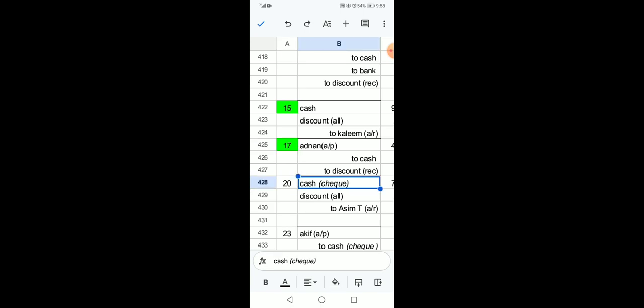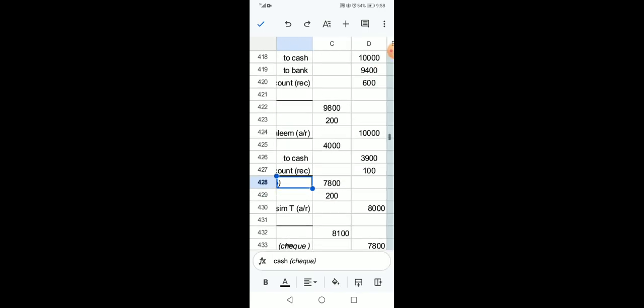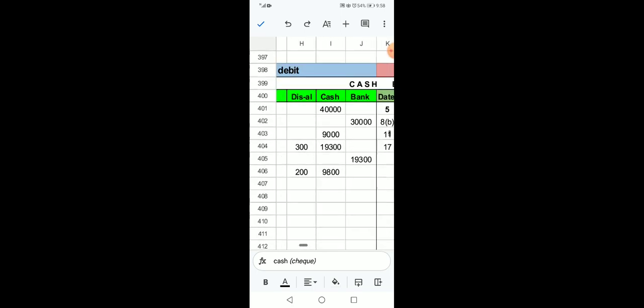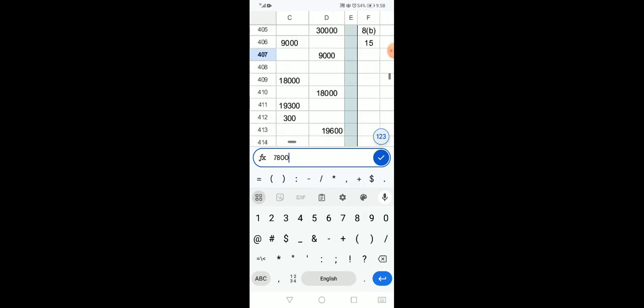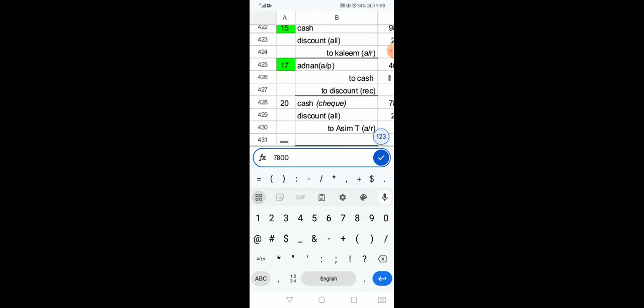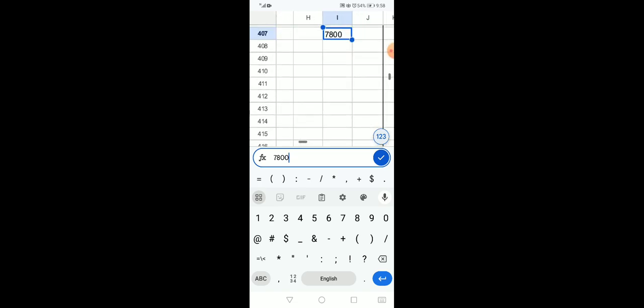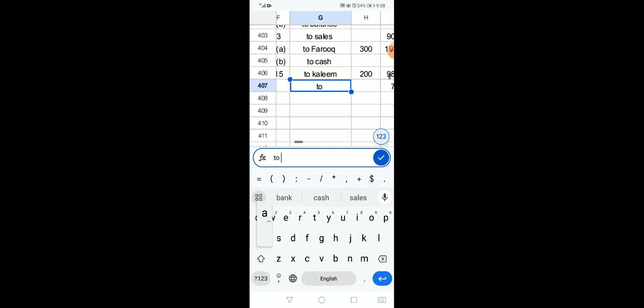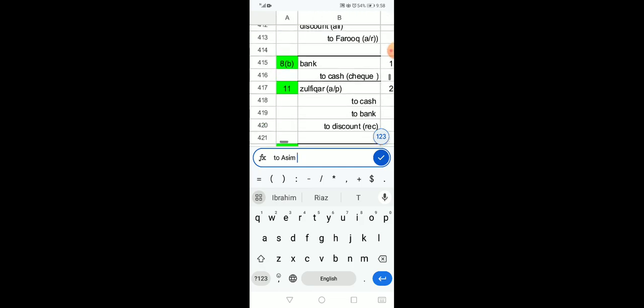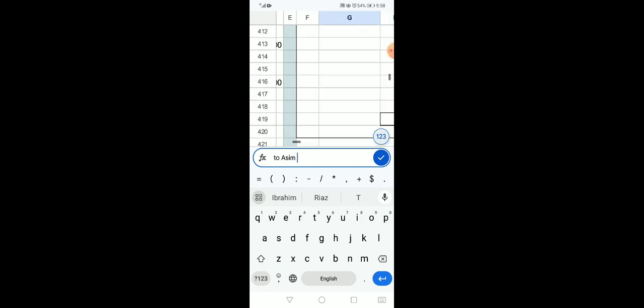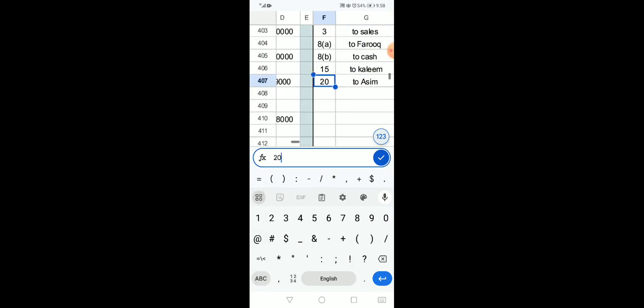Next entry is 20. There are three elements, but only two elements we are related with, cash and discount. So step by step you will do. First step is to see cash, which is debited 7800. Go to the debit side and write down 7800. Now see its reference. In opposite side Asim is being written, so you will write the reference of this entry by writing Asim in particulars using the word "to". Now see its date, which is 20. Put down date 20 in date column.